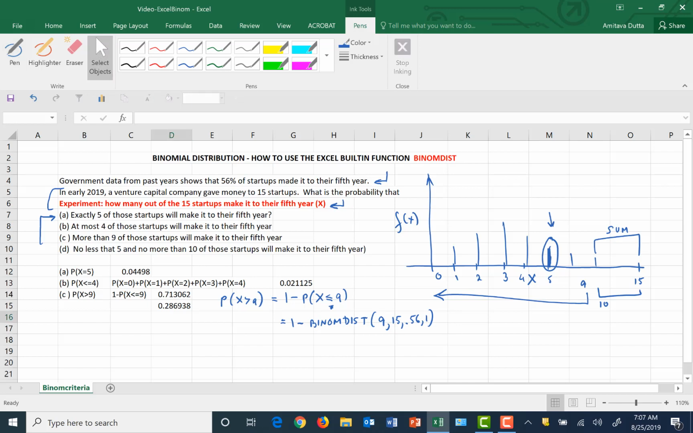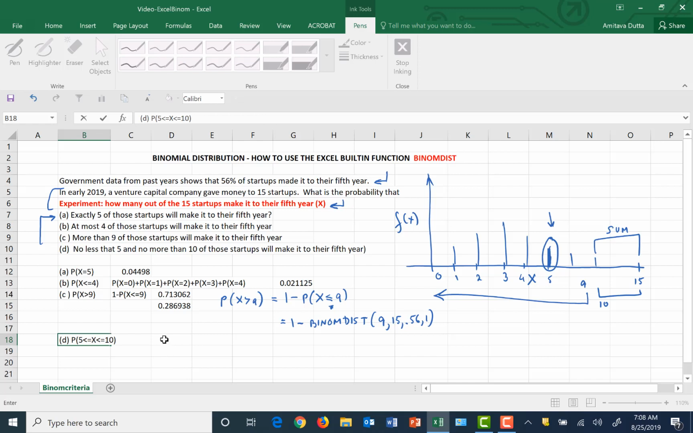So the last problem that we'll do, part D. It says no less than 5 and no more than 10. So I want 5 less than or equal to x less than or equal to 10. That's the probability that I want. So I want the likelihood of no less than 5 and no more than 10 of those startups will make it to their 5th year.